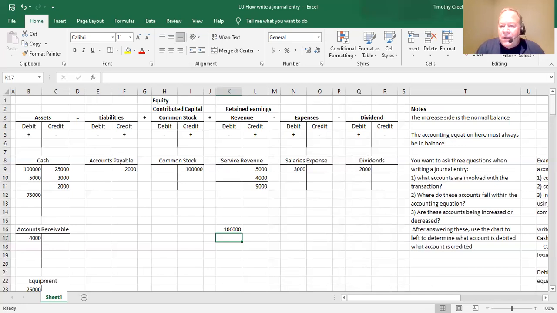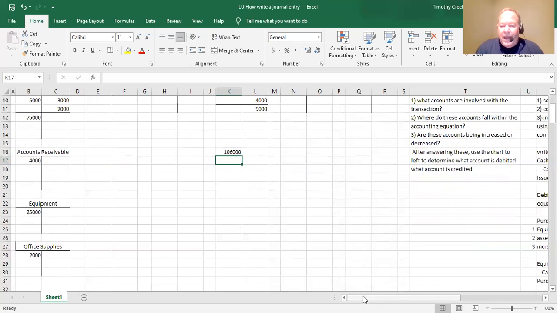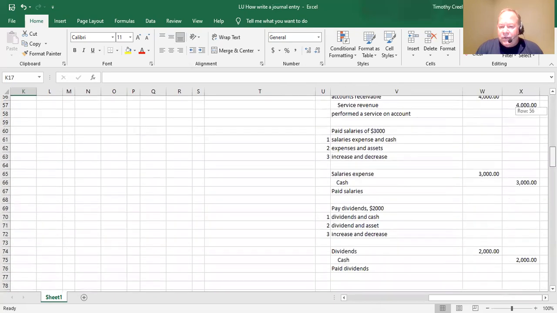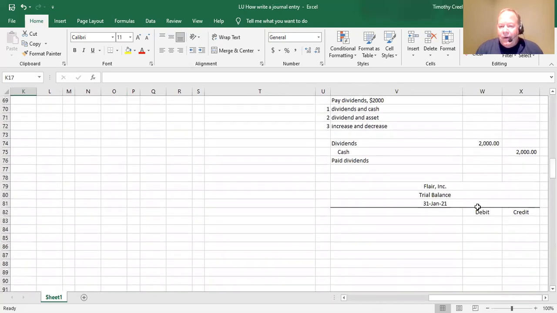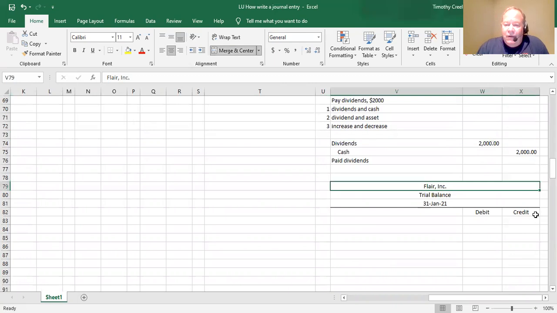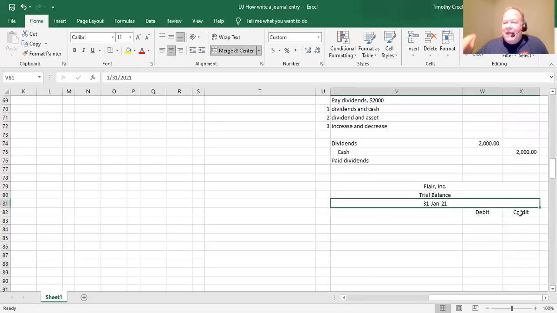Now, there's one other thing that we want to do here, and that is we want to run a trial balance at this point. What a trial balance is, it's really just making sure that your debits and credits are in balance before you move on to anything else. So in this example, we would list the name of the company, the name of the statement, which is the trial balance, and the trial balance is, as of this moment in time, do our debits and credits agree? Are we in balance?